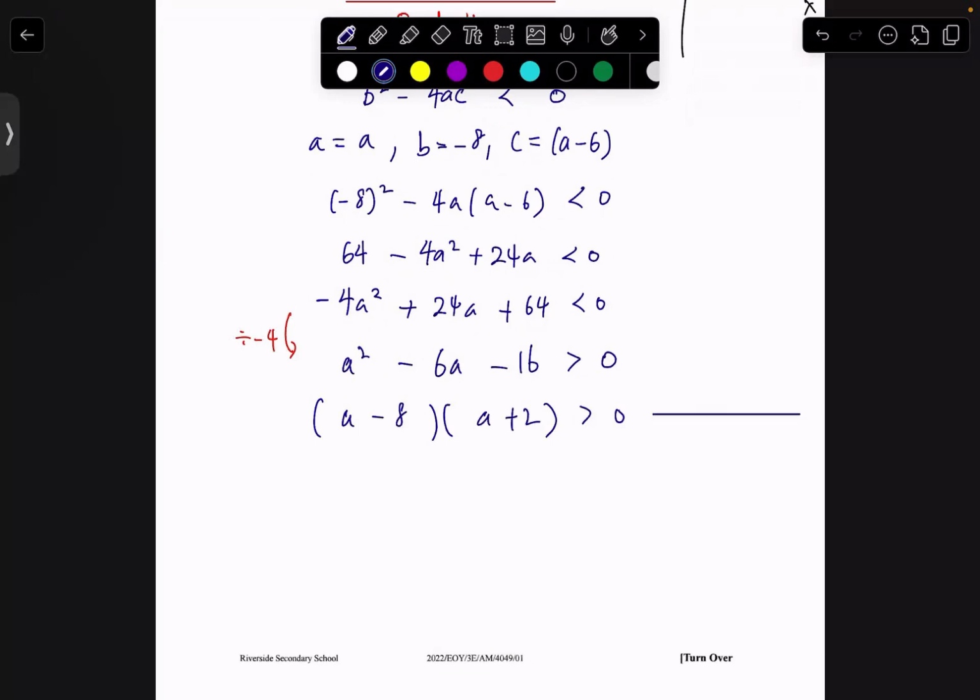Okay, number line: 8, negative 2, smiley face. Since I'm looking for greater than 0, I'm looking at this range. So a is either greater than 8 or a is smaller than negative 2.